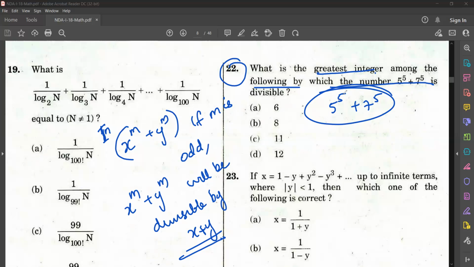So here see, 5 is odd, isn't it? 5 is odd. That means this power is odd. So this 5 raised to 5 plus 7 raised to 5 will be divisible by 5 plus 7. That is x plus y. That is 12. So answer is option D, 12.